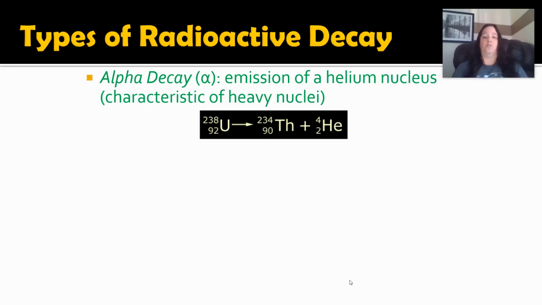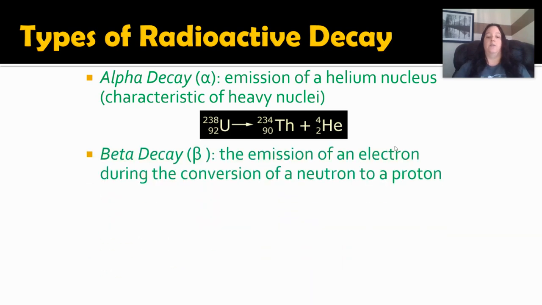So you've got your uranium-238 on the left, and then it's got the thorium-234 plus the helium nucleus. So you can see the helium nucleus there is the He with the 4 and the 2. So that's going to be an indicator that you have alpha decay.